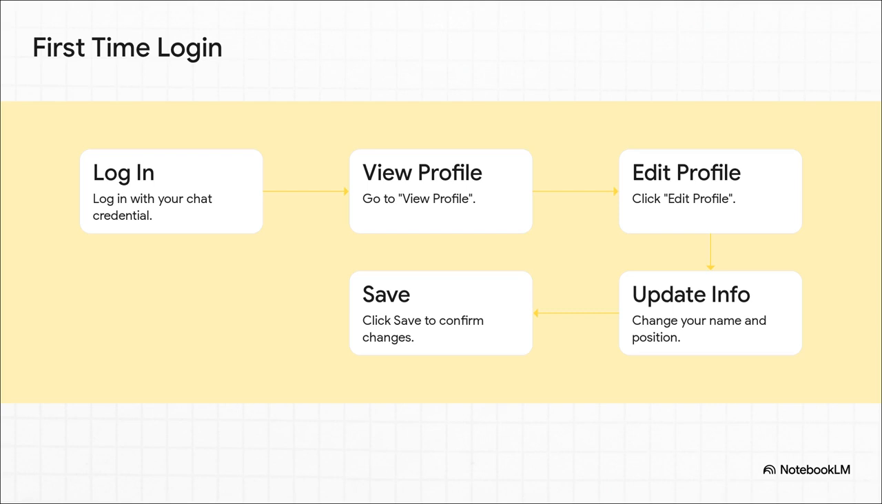And the very first time each person logs in with that chat credential, they need to do this super quick one-time setup. Just log in, head to View Profile, click Edit, and update your name and job title so it's not the default. Hit Save, and you're good to go. This makes sure attendees know who they're talking to.